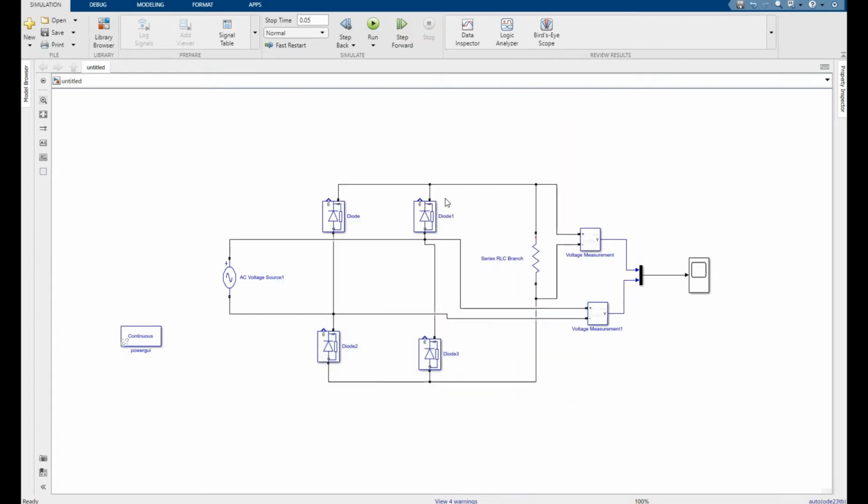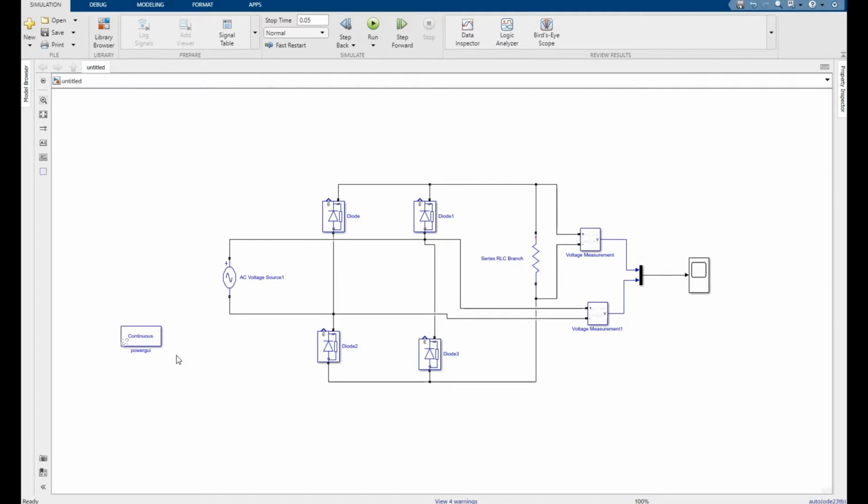Let's simulate a well-known full wave rectifier circuit. I made this circuit by just picking up parts like diodes, voltage source, RLC series branch, voltage measurements, mux, and a scope. Along with that, I put a power GUI.